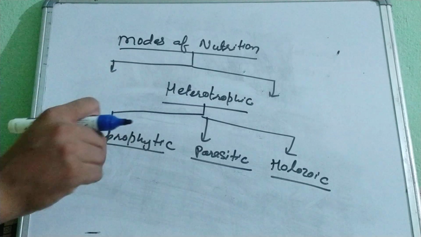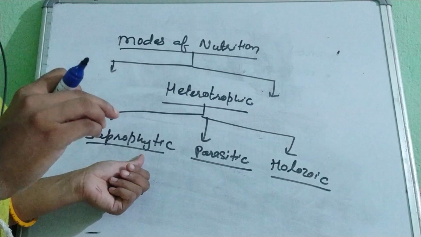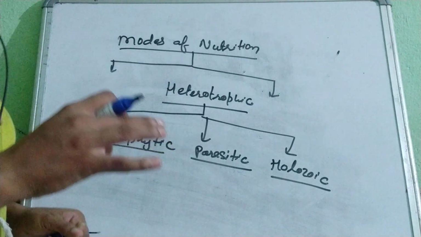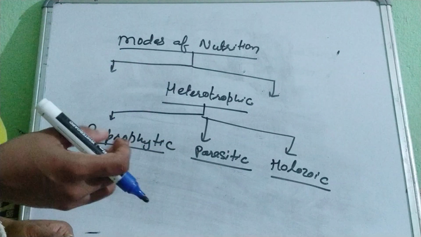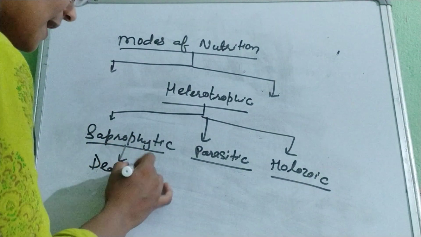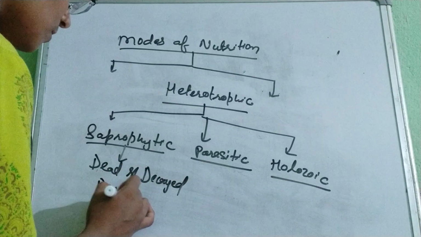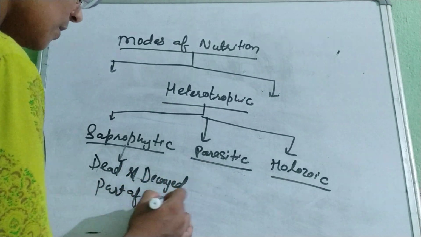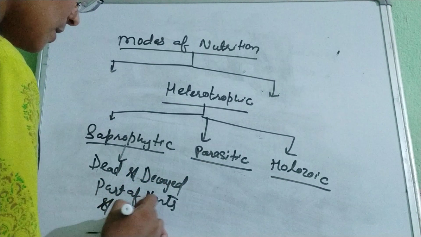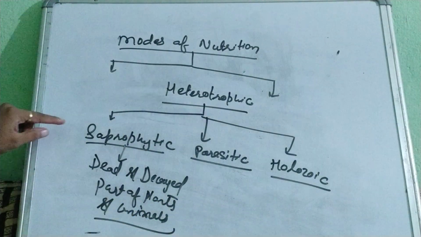So always remember that saprophytic is that nutrition in which plants or organisms obtain their food from dead and decayed parts of plants and animals. Clear? That is called what? They are called saprophytic.